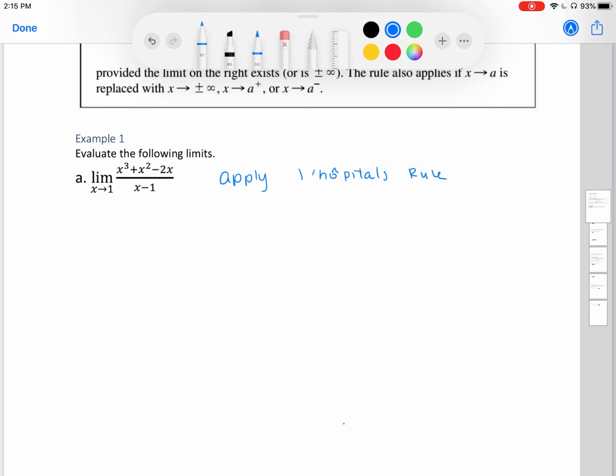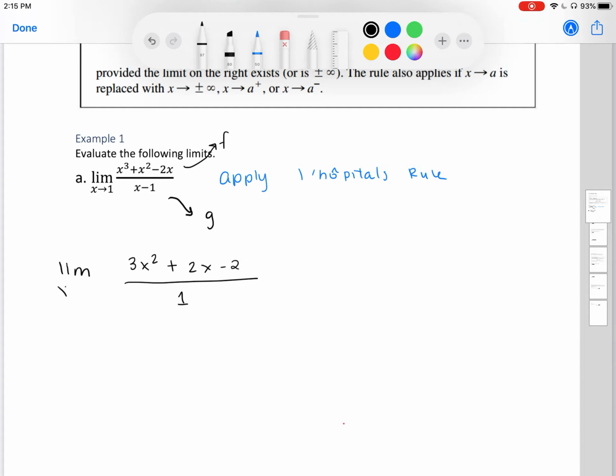So to do so, let's go ahead and take the derivative of the numerator. So we consider this to be our function f for our numerator and our denominator is g. Let's go ahead and find the derivative. For our numerator, we have 3x squared plus 2x minus 2. And for our denominator, we have just 1.